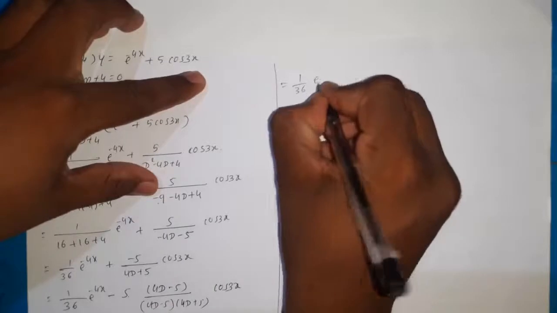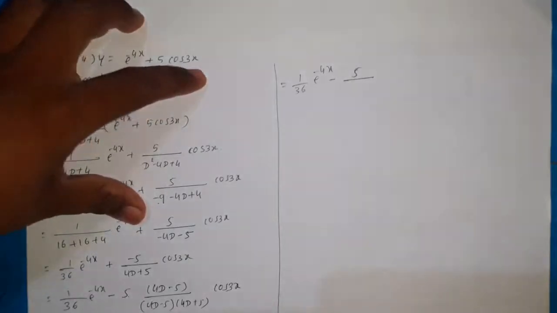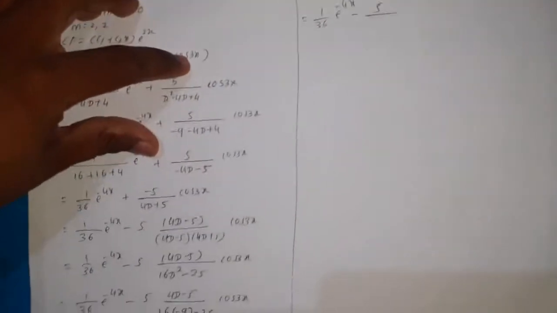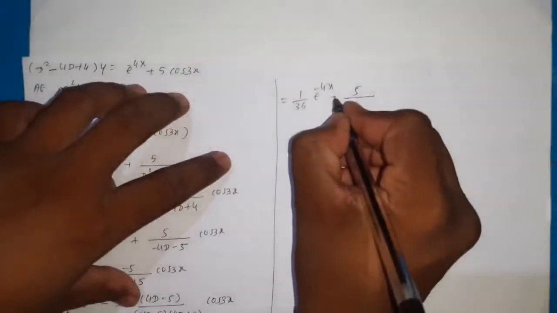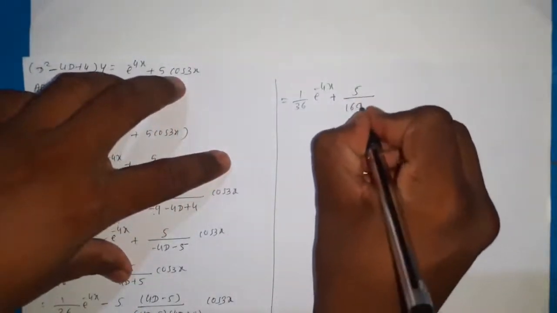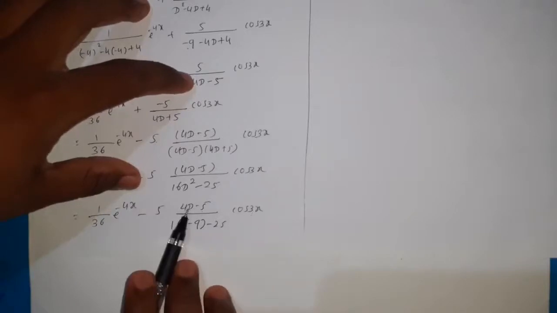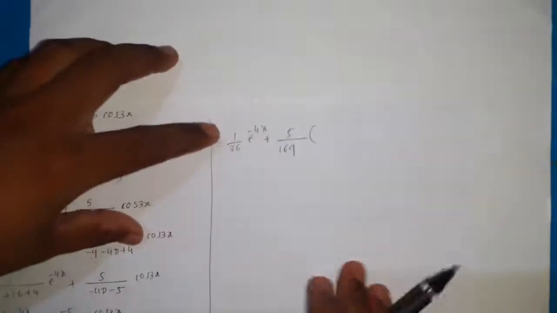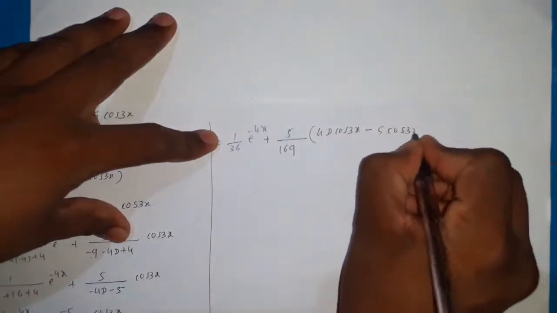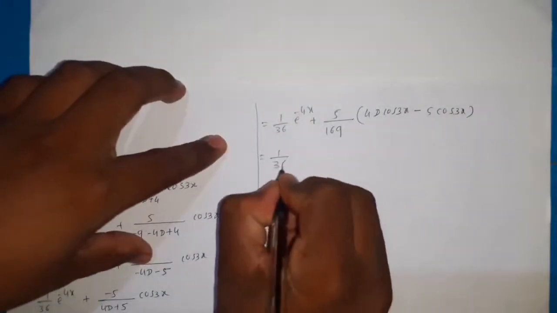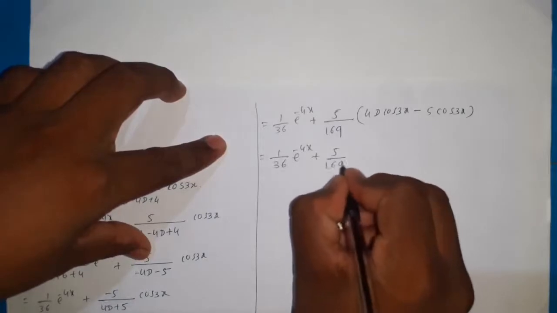1 divided by 36 e power minus 4x minus 5 divided by, so here the sum in the denominator, this becomes negative, so already negative sign is there, so therefore this becomes plus 169 into, here numerator 4D minus 5 cos 3x is there, then we need to multiply separately, then solve, that becomes 4 into D cos 3x minus 5 cos 3x, then it is equal to 1 divided by 36 e power minus 4x plus 5 by 169.